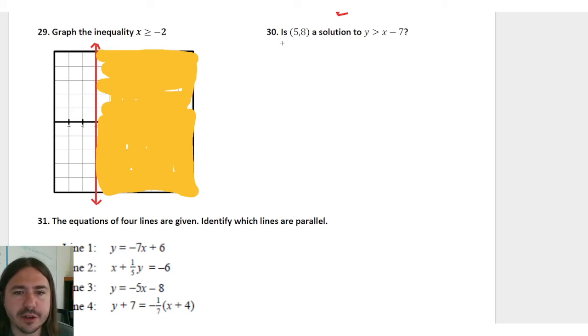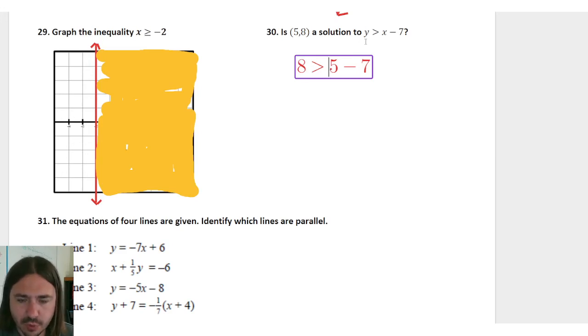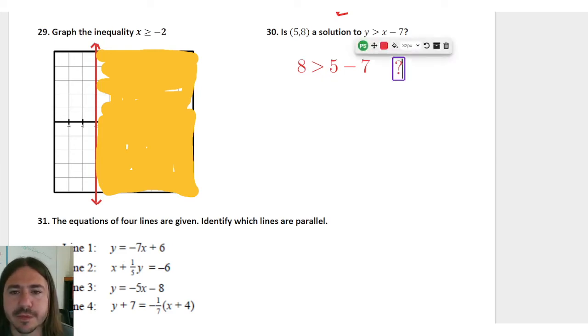Number 30 here says, is (5, 8) a solution to the inequality? So here all we need to do is just test to see if I plug in 5 into x and 8 into y, do I get a true statement? So I'm going to actually just put a little question mark out to the side. We don't know if that's true yet. We need to test it.